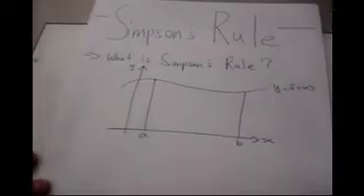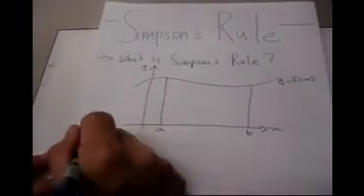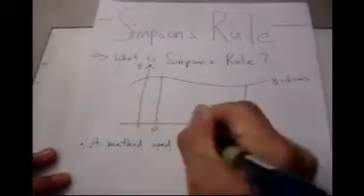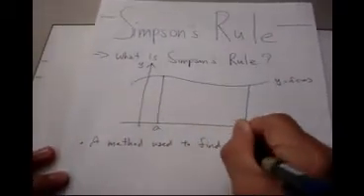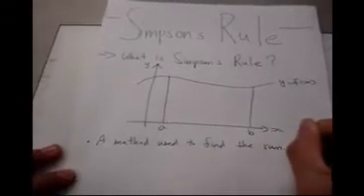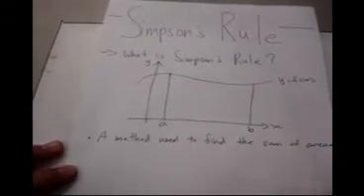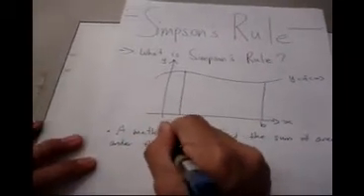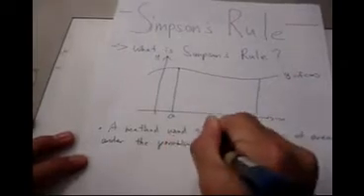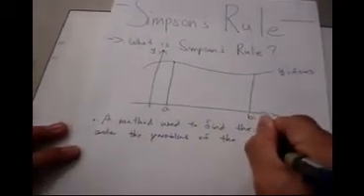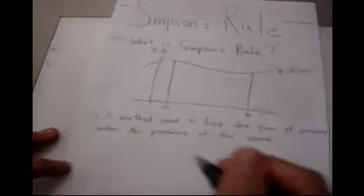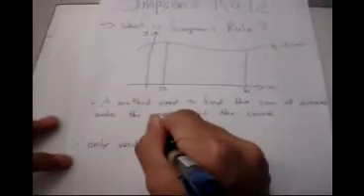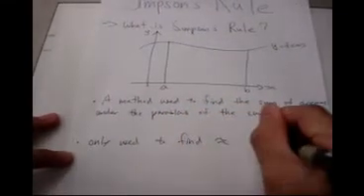Okay, Simpson's rule. What is Simpson's rule? Basically, Simpson's rule is a method used to find the sum of areas under the parabolas of the curve. And Simpson's rule can only be used to find the approximate area.